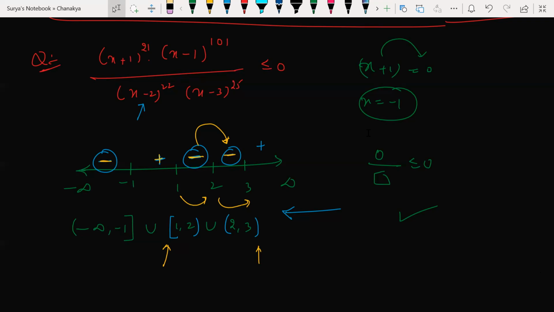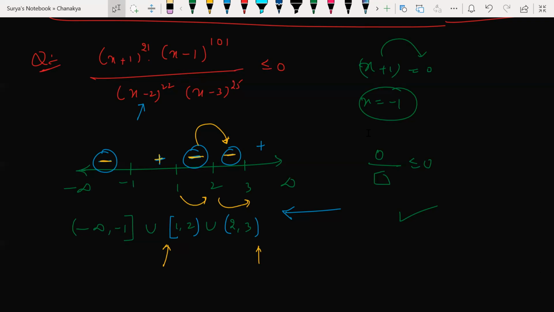Sometimes it might go wrong. Many students will not check it and simply they'll write. So write it 1 to 2, then 2 to 3. Understood my point? Guys, are you able to understand here? Understood or not, guys? Yes, sir.